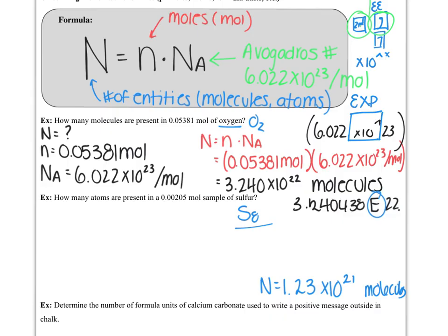Now, I see one below here. It's about writing outside in chalk. I didn't break the chalk today. Maybe we'll see if we have some time for it next week.